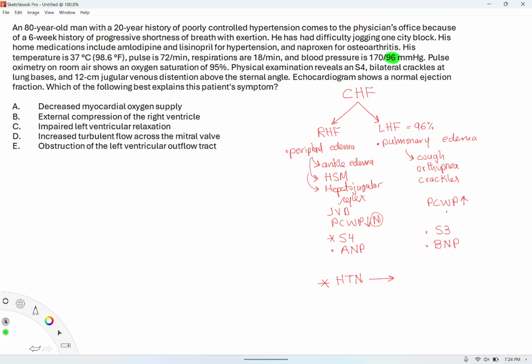So the minimum pressure required to open the aortic valve is at least 97. At least 97, right? If it's 96, that means the valve is not opening up. Both sides have equal pressure. So the left ventricle must minimum have a pressure of 97 to open the aortic valve, compared to 80.